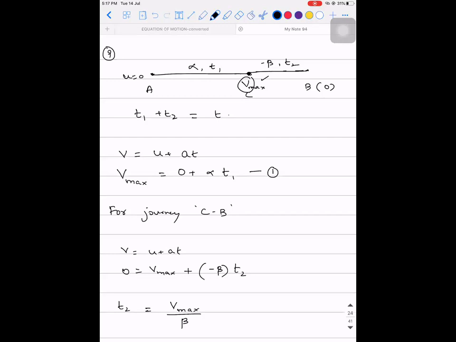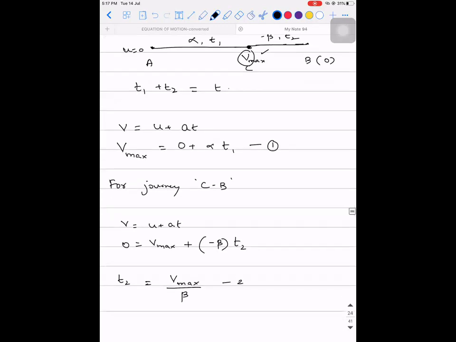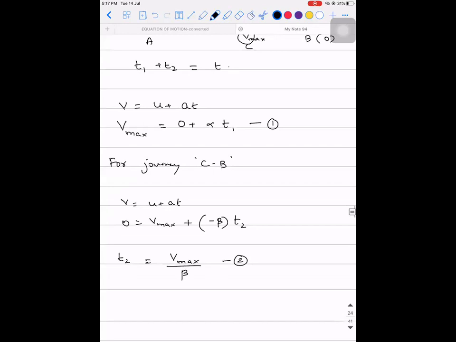Am I right? Sir, negative beta? No negative. How will time be negative? I rearrange the equation. V max is equal to beta into T2. No negative. So then where will the sign go, sir? Rearrange it. 0 is equal to x minus y, then x is equal to y only.